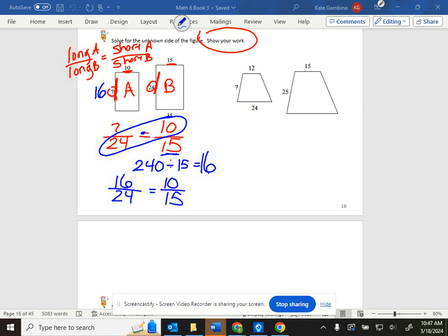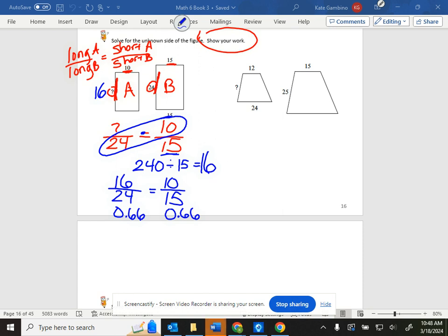Madeline? Yeah, what is 16 divided by 24? Where is the calculator? Zelda, what is 16 divided by 24? 0.66. 0.66? Yeah. What is 10 divided by 15? Ava, what's 10 divided by 15? Are they the same? Is it proportional?